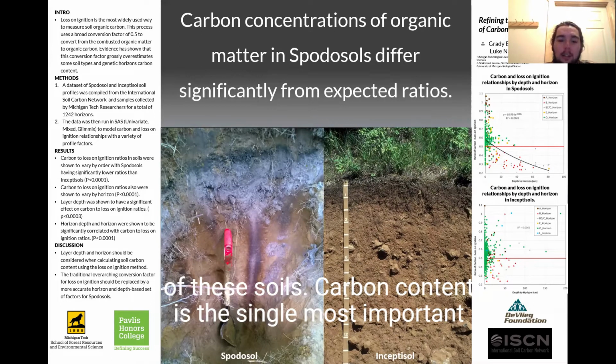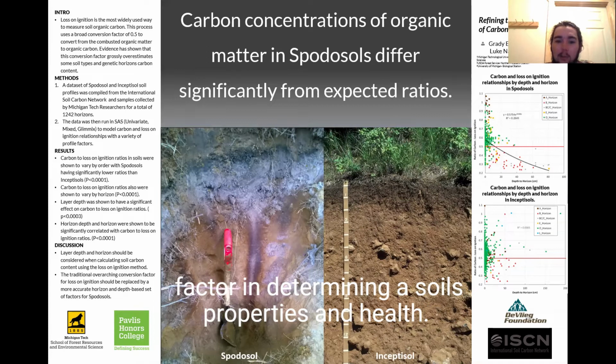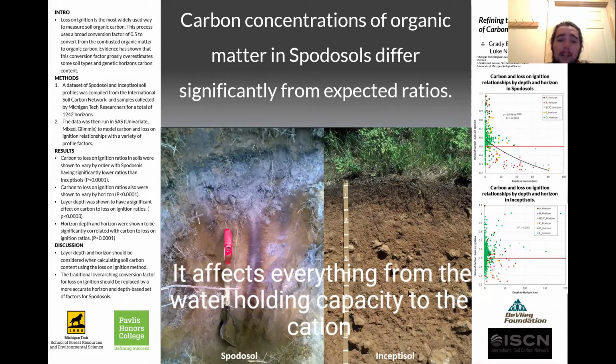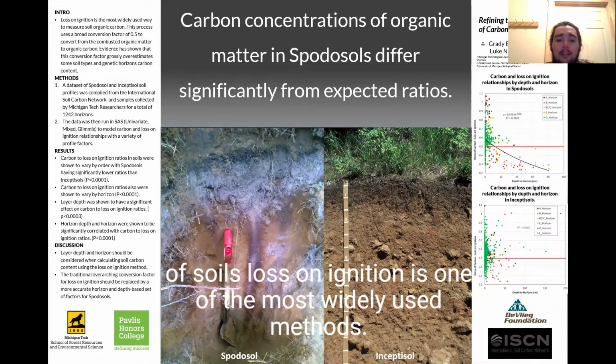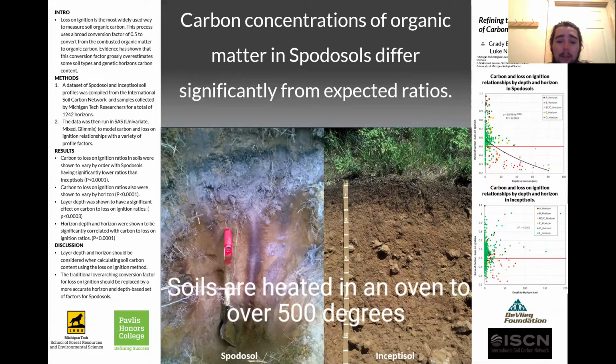Carbon content is the single most important factor in determining a soil's properties and health. It affects everything from the water holding capacity to the cation exchange capacity and reactivity. When estimating carbon content of soils, loss on ignition is one of the most widely used methods.